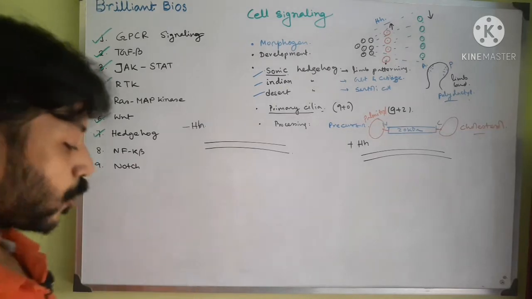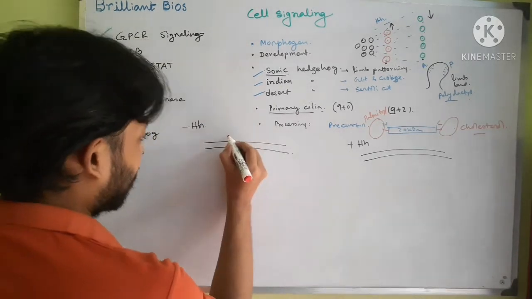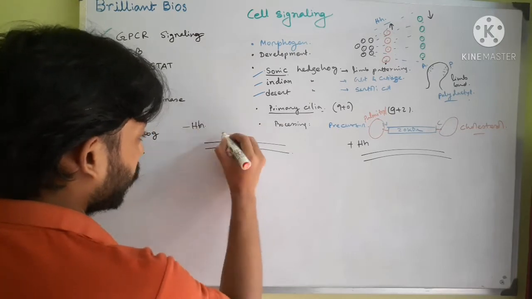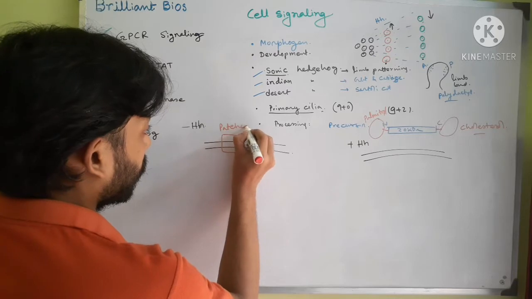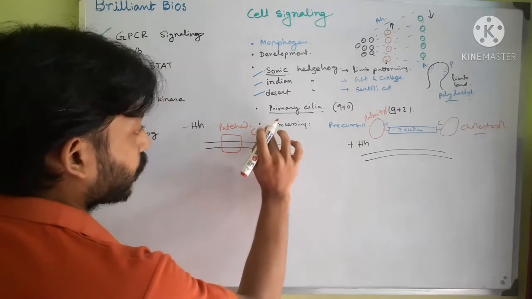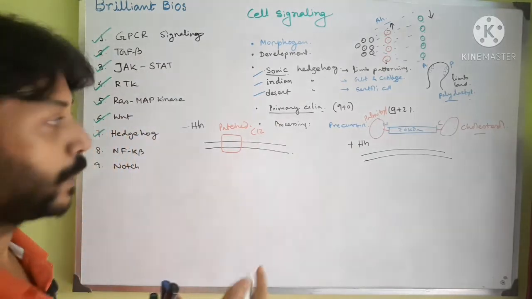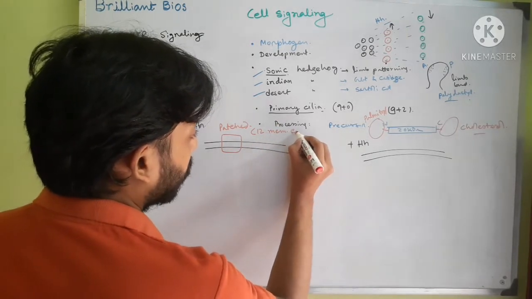In the case of hedgehog protein, the receptor of this protein is called patched. The protein that actually receives this hedgehog protein is called patched. This patched protein is a 12-transmembrane spanning protein, an integral membrane protein. 12 membrane spanning regions are there. Membrane spanning alpha helices are present.